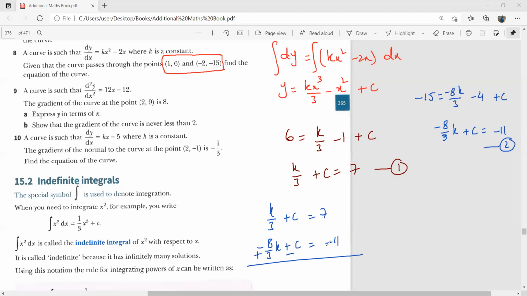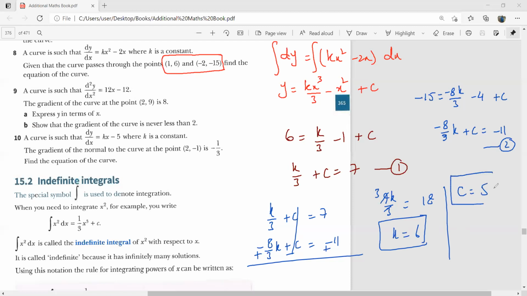So by subtracting them, we get that 9k over 3 equal to 18. This is three threes are nine, so your k is going to be 6. And if I put this into any of these equations, let me put that into equation number 1. So I have c equal to 7 minus 2, that is 5. So finally, the equation that we have in this eighth question will be y equal to 6 over 3, that is 2x cube minus x square plus 5.